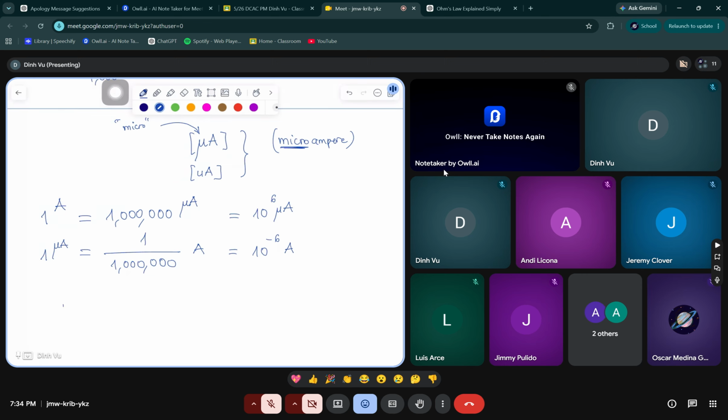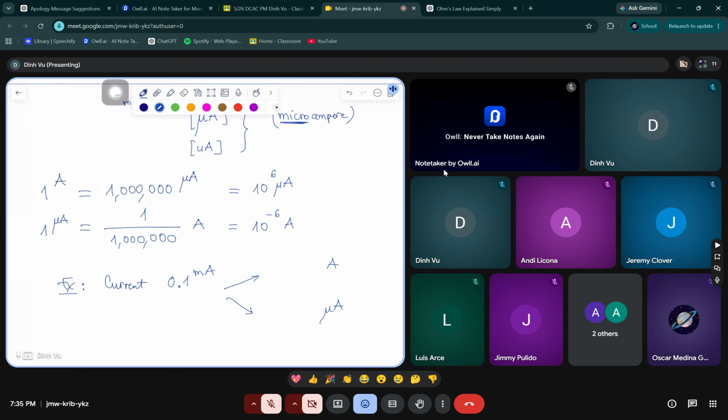Okay. So now example. Now we have the current 0.1 milliampere. So convert into ampere and convert into microampere. If we have the current 0.1 milliampere.